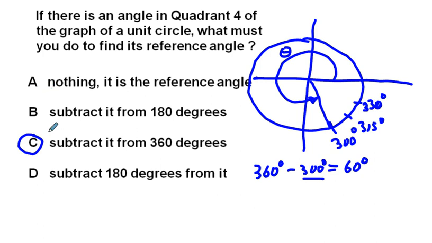All these other answer choices represent how to find reference angles in the other three quadrants. Answer A would be first quadrant. Subtracting from 180 degrees would be for second quadrant, if we had 150 degrees, 180 degrees minus that. And answer choice D would be for the third quadrant.